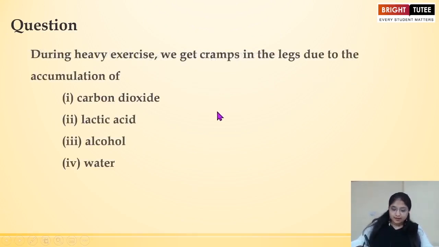During heavy exercises, we get cramps in the legs due to the accumulation of: 1. carbon dioxide, 2. lactic acid, 3. alcohol or water. So the answer to this question is lactic acid, because during heavy exercises the muscle starts respiring anaerobically, and the anaerobic respiration in muscles causes the formation of lactic acid as a byproduct, and the accumulation of lactic acid causes the cramps, right?